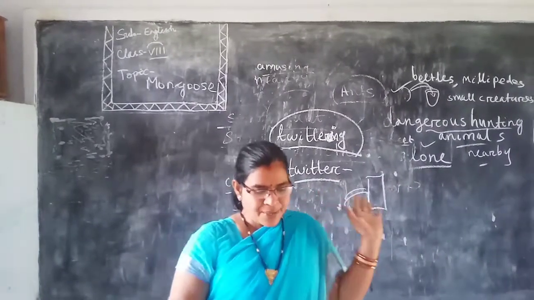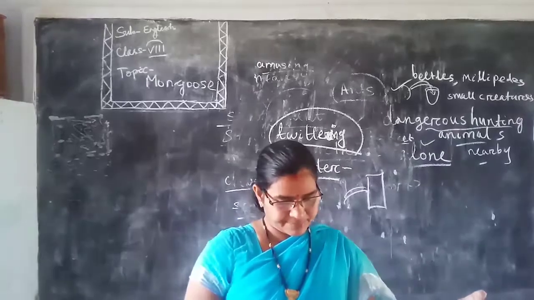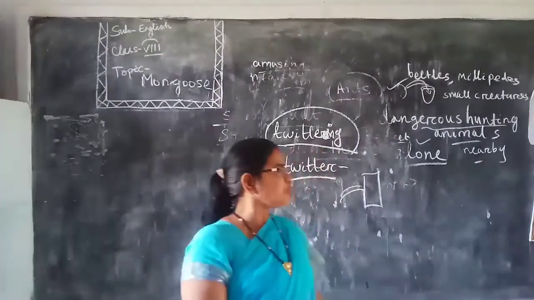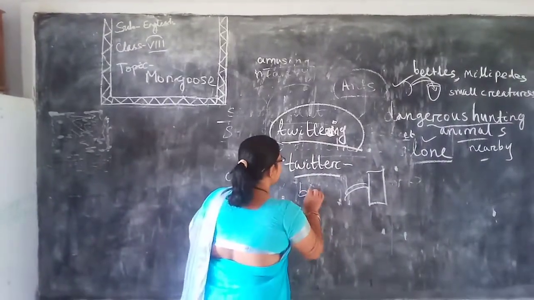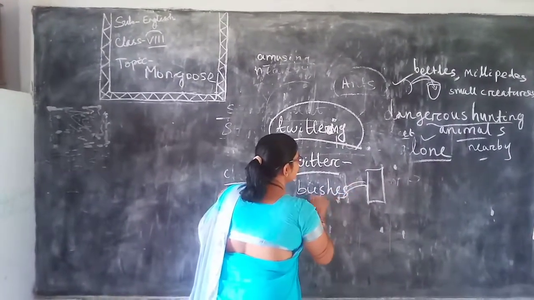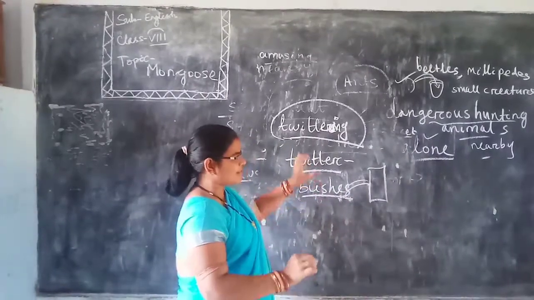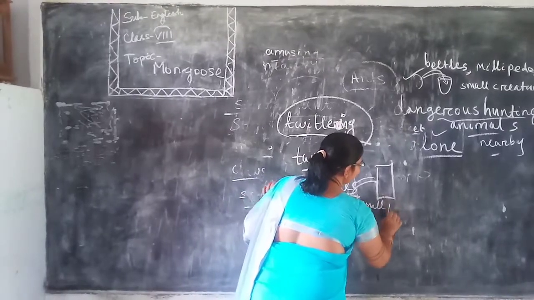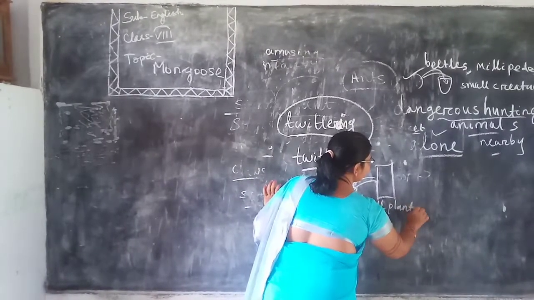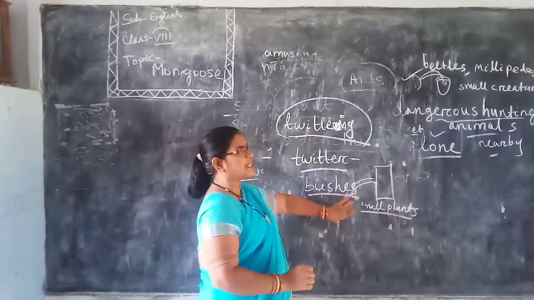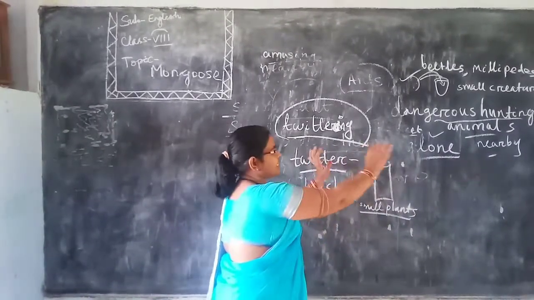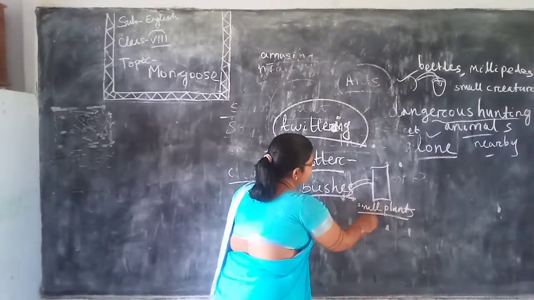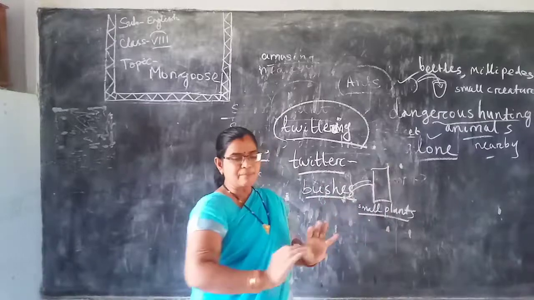Who are standing? The others. Bushes. Bushes, you know, small bushes. Buddha. What do you say in Odia? Bushes, Buddha. Small plants. Where? The sunlight is not reaching the ground because the bushes are covering the ground and sunlight is not entering to touch the ground. Now, bushes are there.